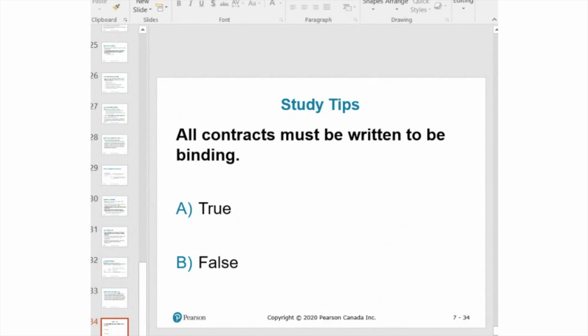It was free. So here, the right answer is B, false. All contracts must be in writing to be binding. Yes, the answer is right. It's a false statement. I just told you, verbal agreements, oral agreements are as valid as written ones, except for some types of transactions, as we just saw.